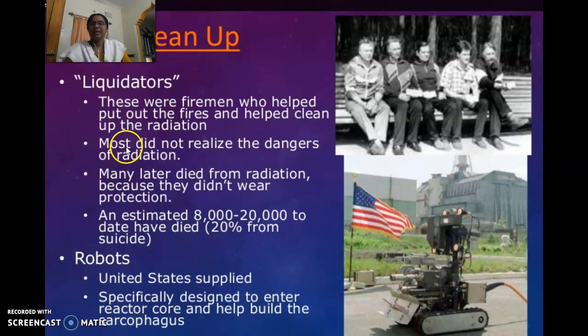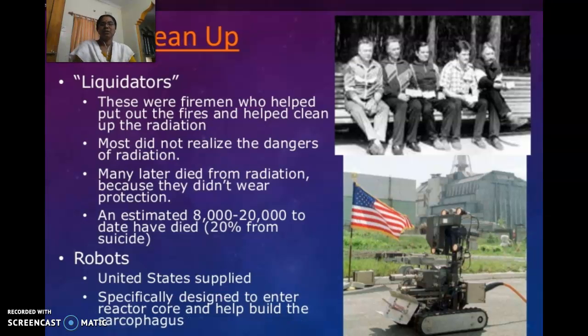After such a vast disaster had taken place, the Russian government started the cleanup program. They used all the liquidators, robots and everything to clean up, so that it could come back to normal life.